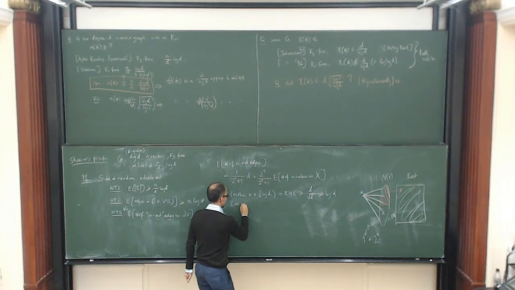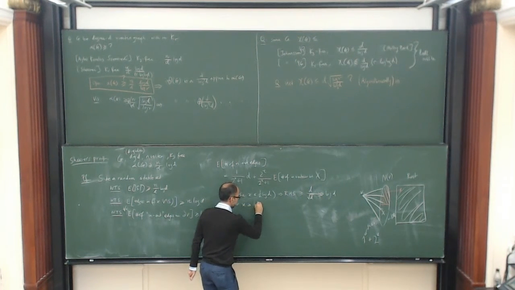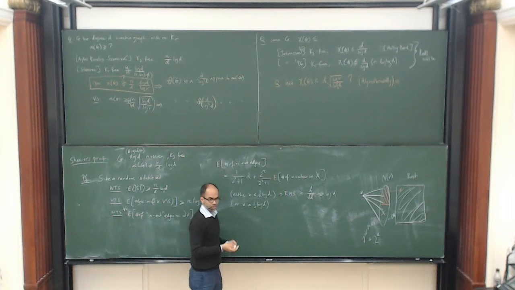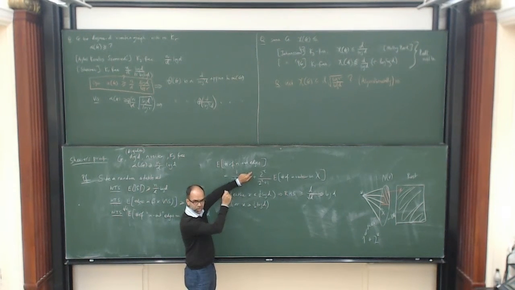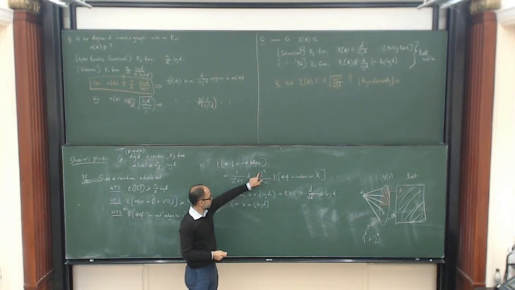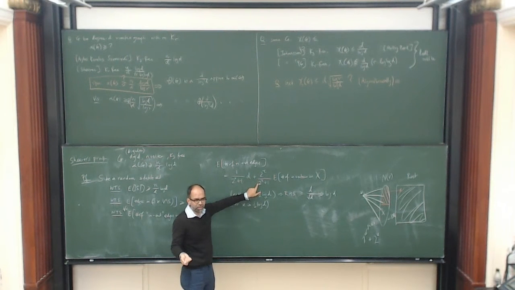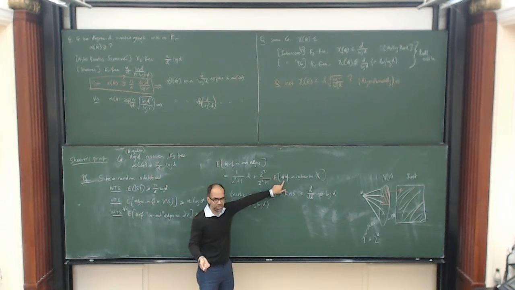Or x is greater than half log d. Then ignore the first term. This over that is basically 1. So it's just this, right?